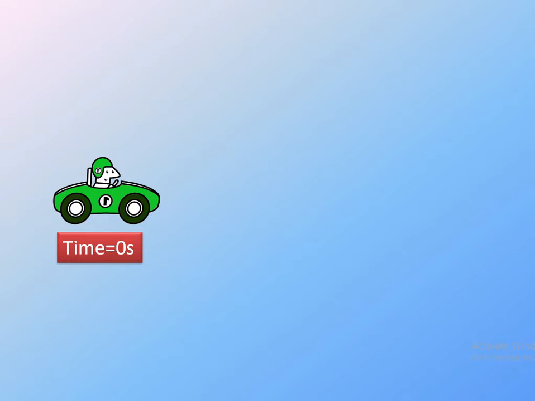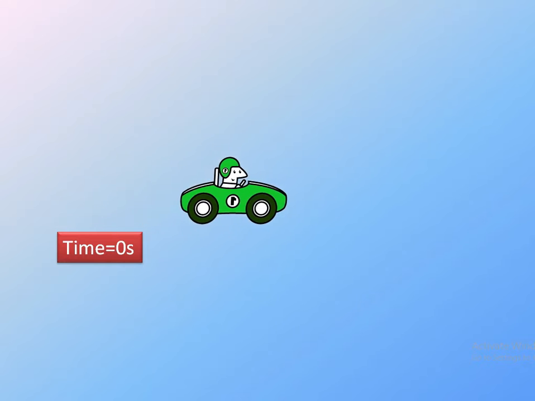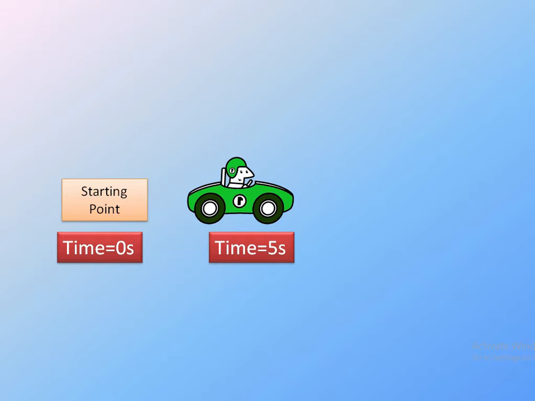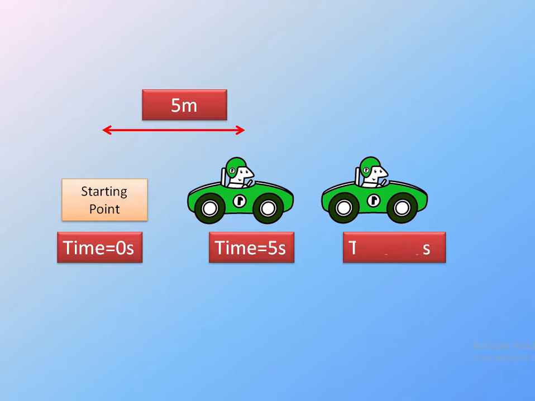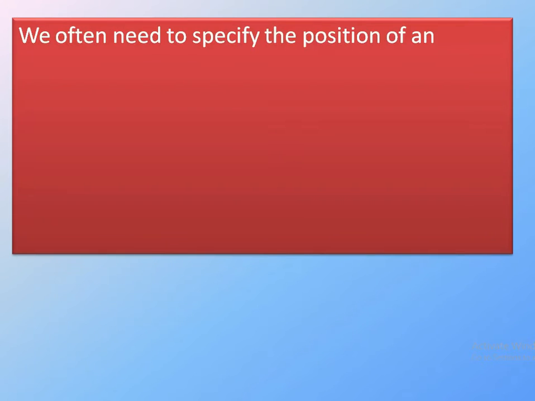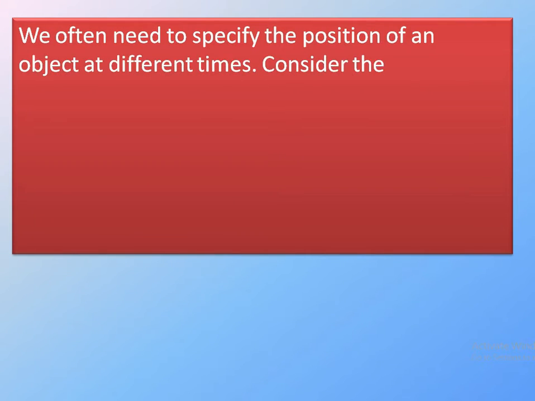This is the toy car. Now in the starting, time is 0. Now it changes its position with respect to time, and after 5 seconds it covers 5 meter distance. Now again it moves further 5 seconds, that is from the start the time is 10 seconds, and from the starting point the total distance is 10 meter. We often need to specify the position of an object at different times.